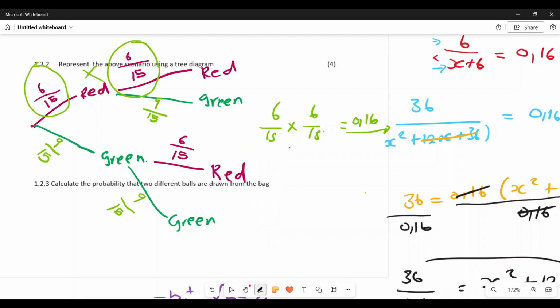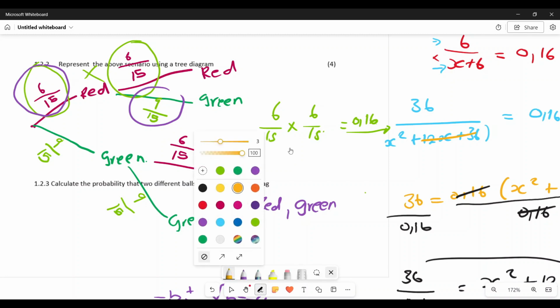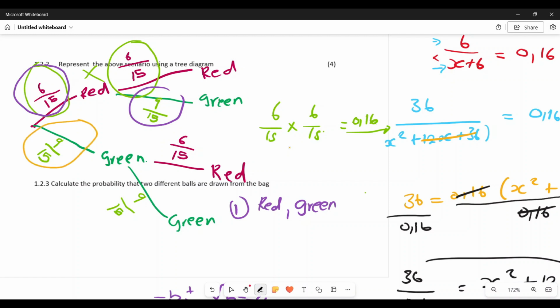So, the probability of you choosing 2 different balls. At first, you could choose red and then choose green. This is the first scenario. The second scenario, you will start by choosing green, then choose red. Now, let us calculate the probabilities for these 2 scenarios, and then we're going to add them together to find the probability of you choosing 2 different balls from the bag.